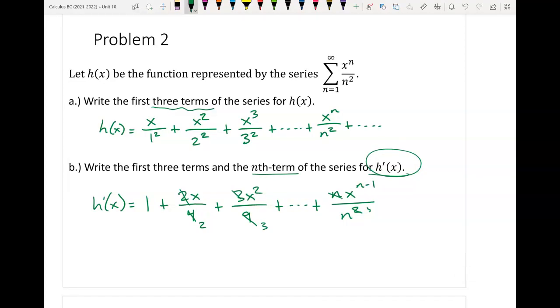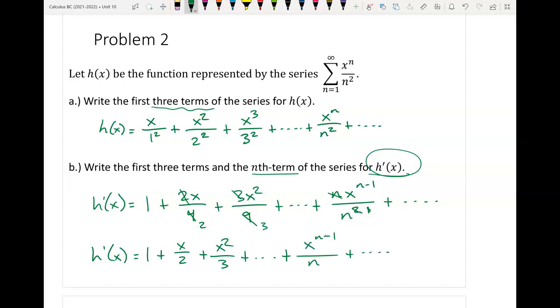Again, things will cancel, which is nice, plus dot dot dot. So h prime of x, just to simplify and clean things up, is 1 plus x over 2 plus x squared over 3 plus dot dot dot plus x to the n minus 1 over n. And that takes care of everything. I have the first 3 terms, and I have the nth term. So we are good to go.